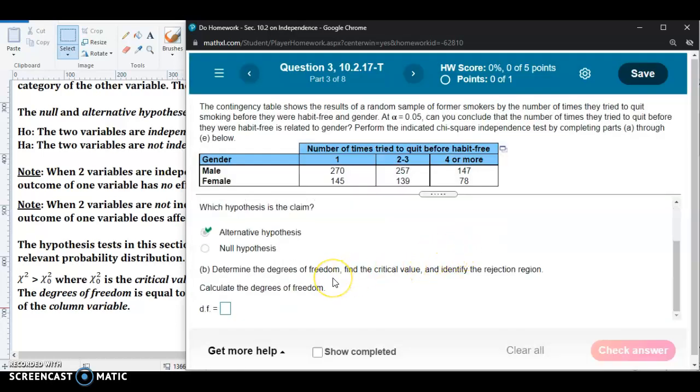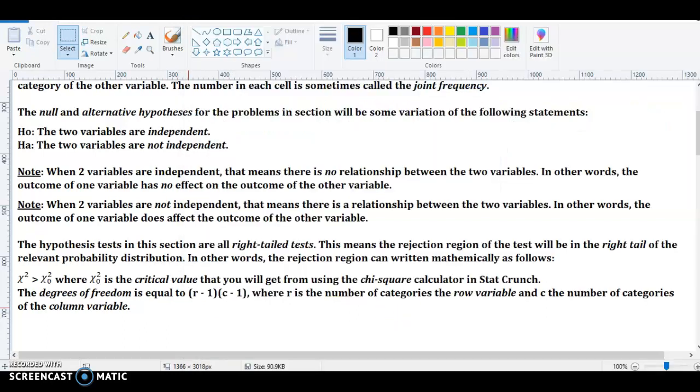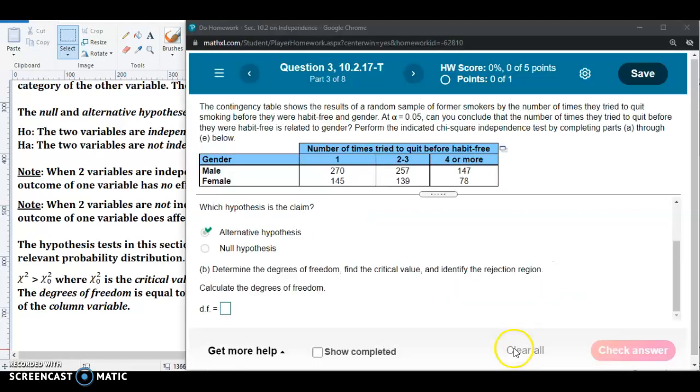Okay, so next we're asked to determine the degrees of freedom. Remember our formula from earlier, which says that the degrees of freedom is equal to r minus 1 in parentheses multiplied by c minus 1 in parentheses. Looking at our table here, we can see that there are 2 categories for the row variable, so r is equal to 2, and 3 categories for the column variable, so c is equal to 3.